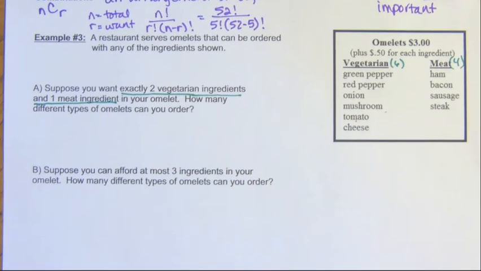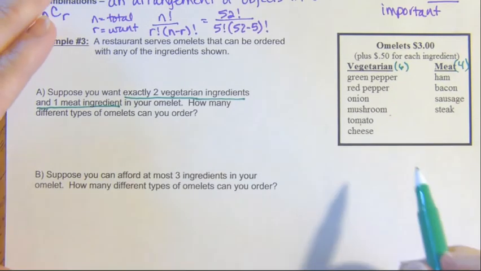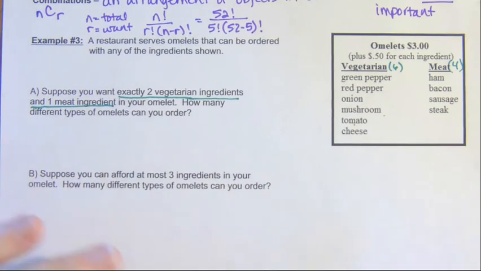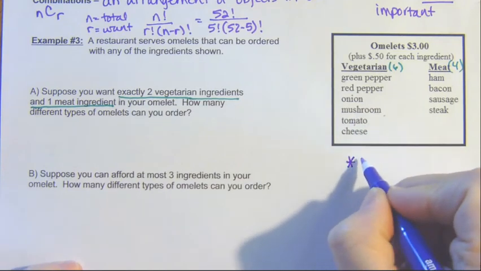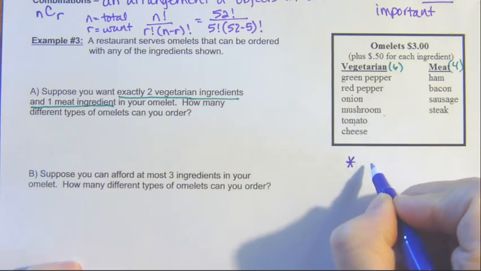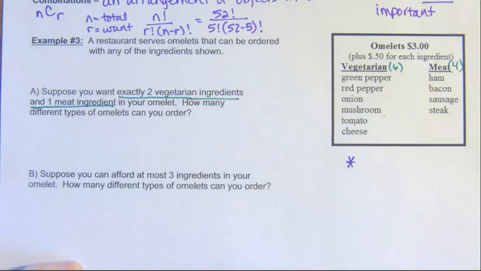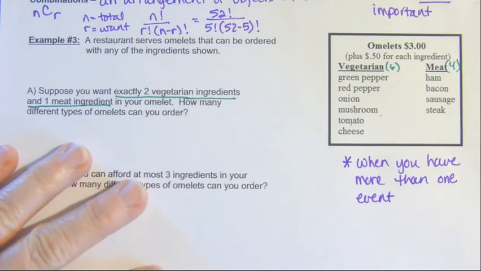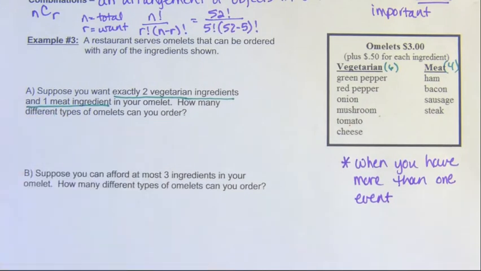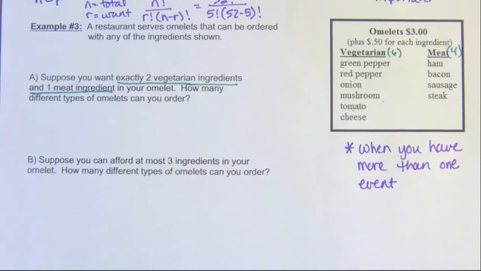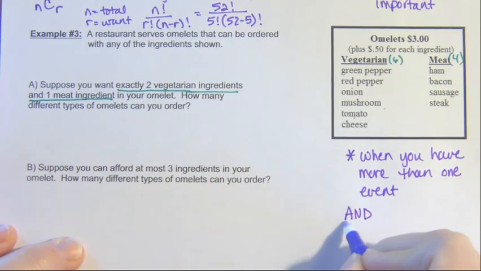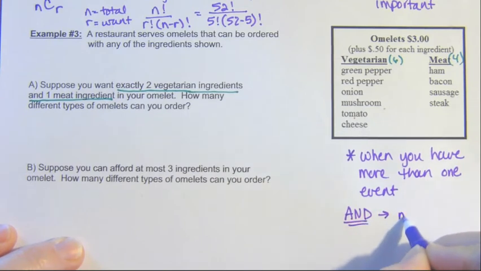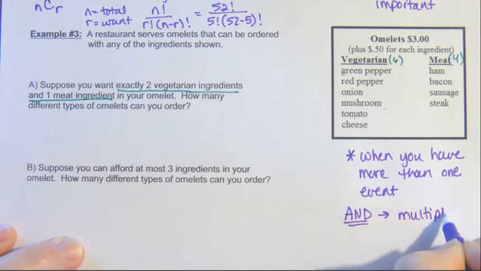Now, you've got some blank space here if you have these notes printed out. Add just a little bit of notes here to the side of this. When you have more than one event, you're going to notice that there's 2 words that are going to show up here. One of those words is and. If you see the word and, I want you to multiply the events together.